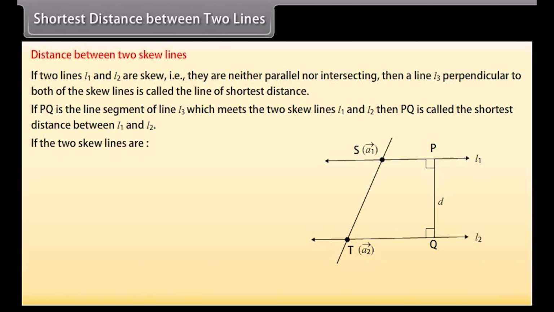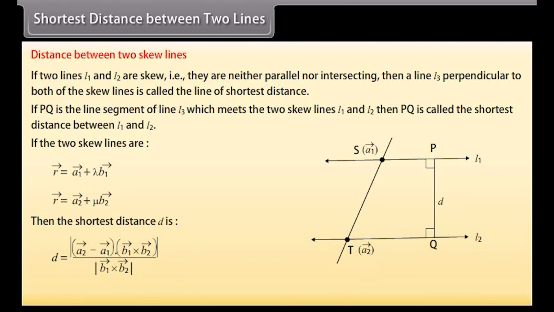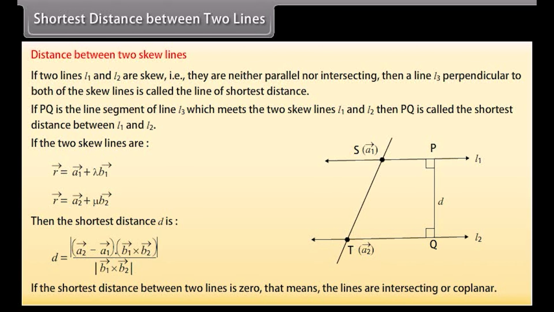If the two skew lines are vector r equals vector a1 plus lambda vector b1, vector r equals vector a2 plus mu vector b2, then the shortest distance d is: d equals modulus of dot product of (vector a2 minus vector a1) and (cross product of vector b1 and vector b2), divided by modulus of cross product of vector b1 and vector b2. If the shortest distance between two lines is 0, that means the lines are intersecting or coplanar.